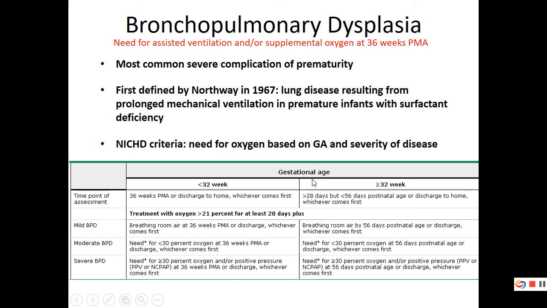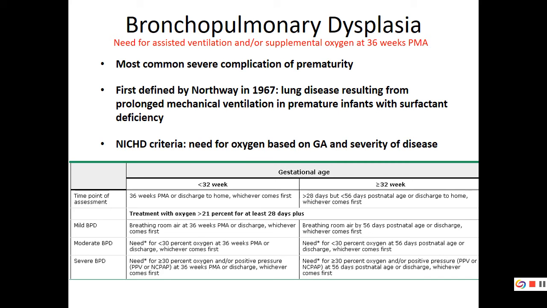And they basically have this complex definition, which is down here, based on the baby's gestational age and severity of disease. So in order to define and diagnose BPD, you need to use this table, and you first have to know the baby's gestational age at birth. And they have a cutoff. Was the baby less than 32 weeks, or was the baby greater than 32 weeks at birth? And then you have to look at what point you're assessing the baby, and then you can subcategorize them as having mild, moderate, or severe BPD.